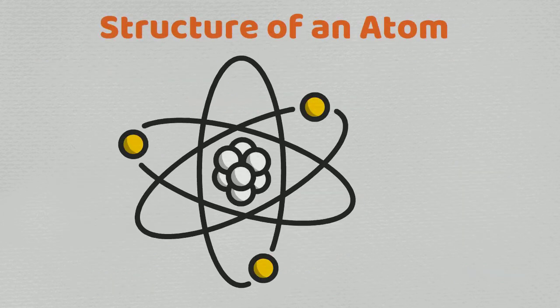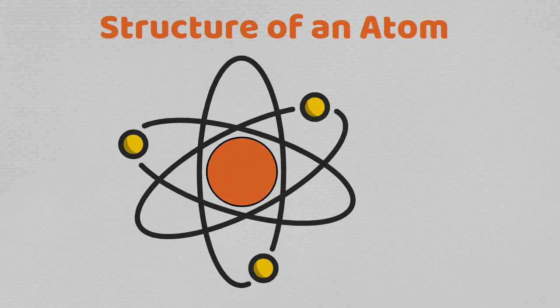So what is the structure of an atom? As you can see in the diagram, the structure of an atom is always the same, and the only difference is the amount of protons, neutrons, and electrons. Within the atom, the number of protons is always equal to the number of neutrons. So if you look at carbon, it has 6 neutrons and therefore has 6 protons.